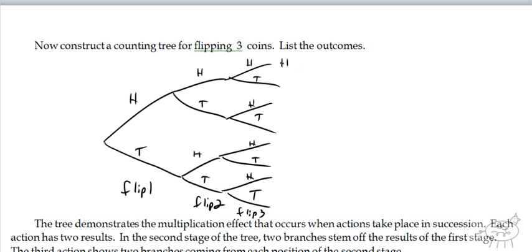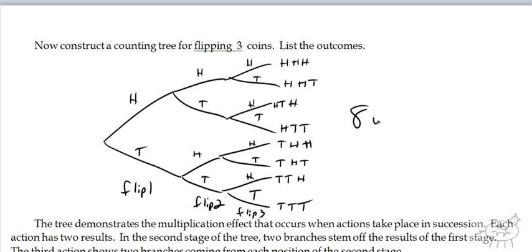Okay? So that means we get heads, heads, heads; heads, heads, tails; heads, tails, heads; heads, tails, tails; tails, heads, heads; tails, heads, tails; tails, tails, heads; and tails, tails, tails. Okay, those are the possibilities. And if I count all of them up, I have 8 outcomes, or 8 ways.